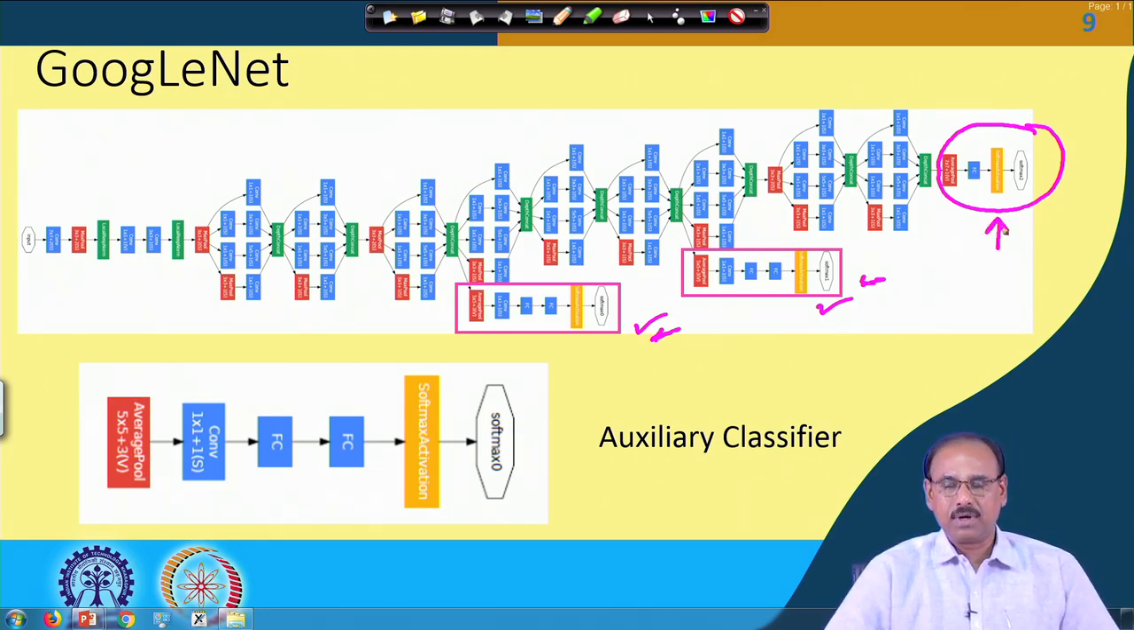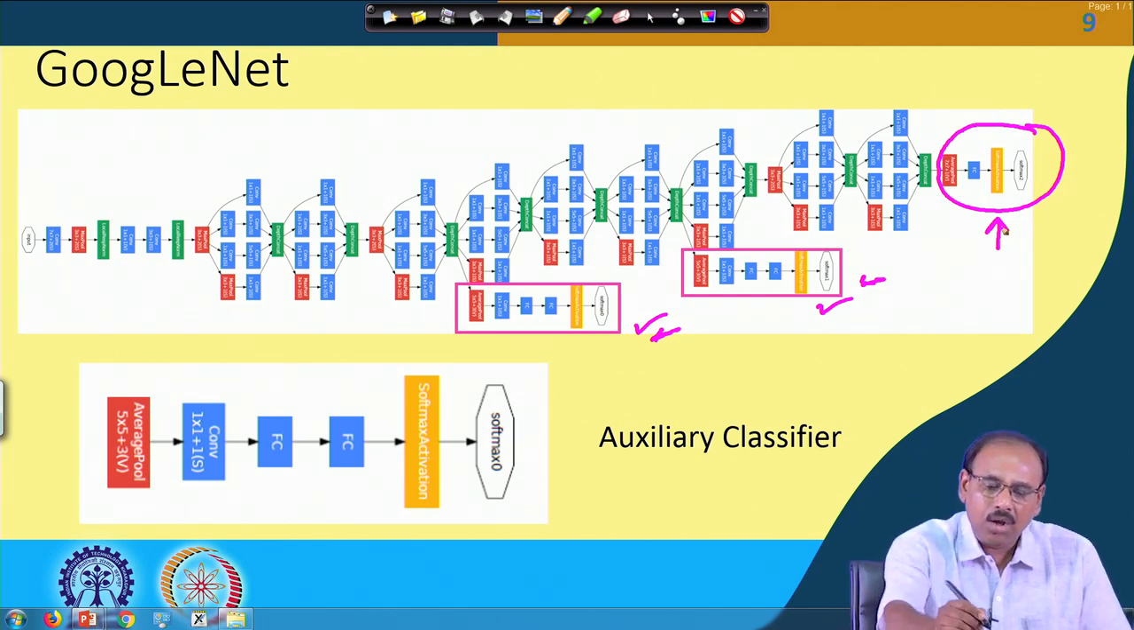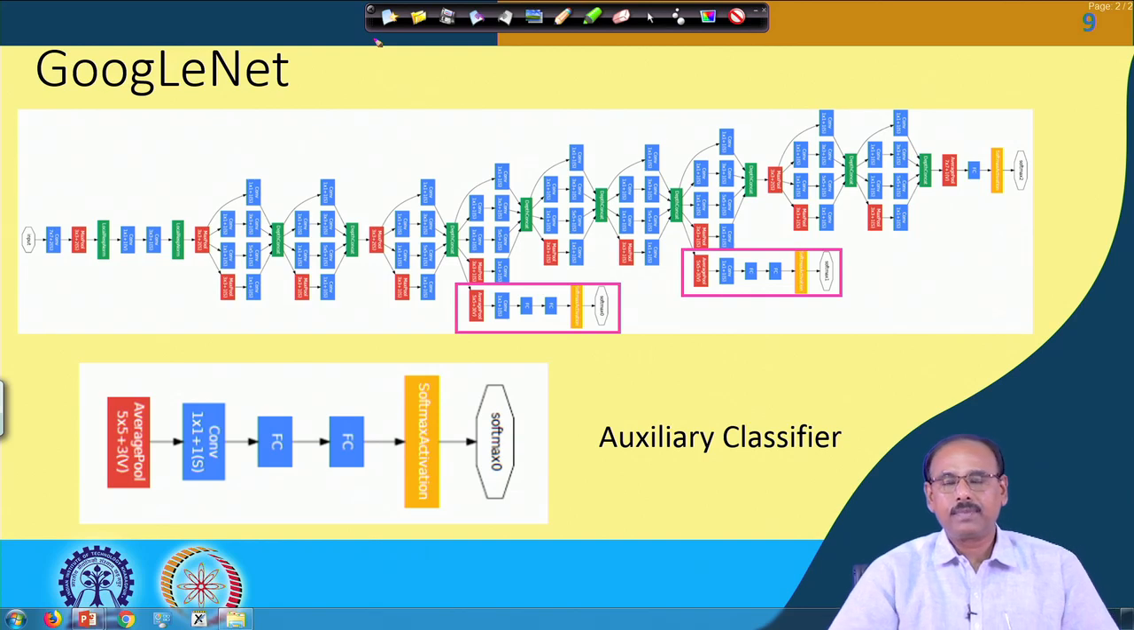This entire loss function is used for backpropagation learning, that is, the gradient of the loss function with respect to the parameters is passed in the backward direction for parameter updation. As you are computing loss functions in the middle of GoogleNet, the problem of vanishing gradient is believed to be addressed by using these auxiliary classifiers in the middle of GoogleNet. So, this is a brief recap of what we did in the previous class.